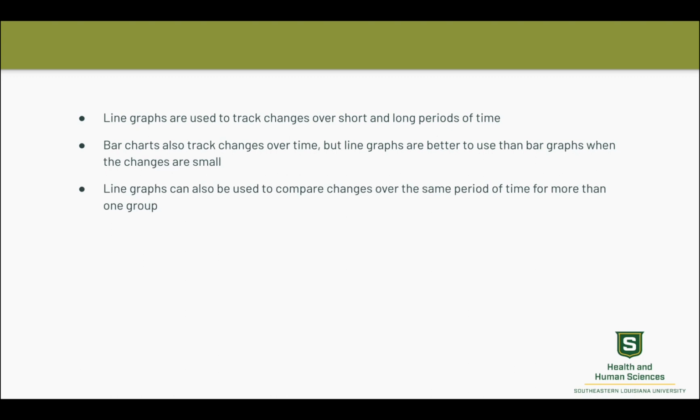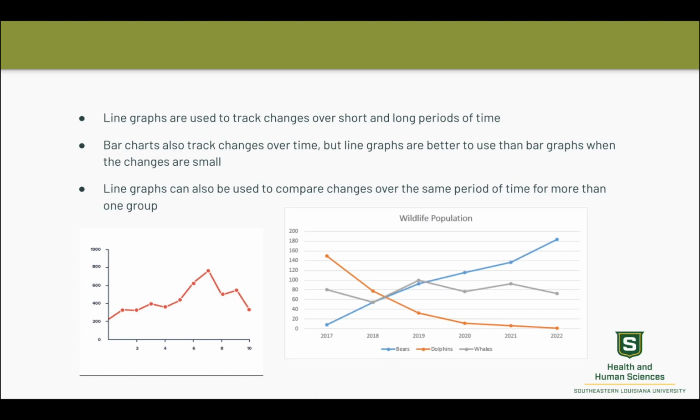So line charts can also be used to compare changes over a short period of time by more than one group. This is an example of using a line chart for only one group or one variable. And this is an example of using a line chart to compare two variables in this case. So a line chart can be quite versatile in that sense.